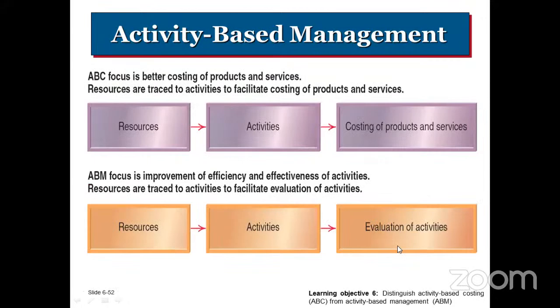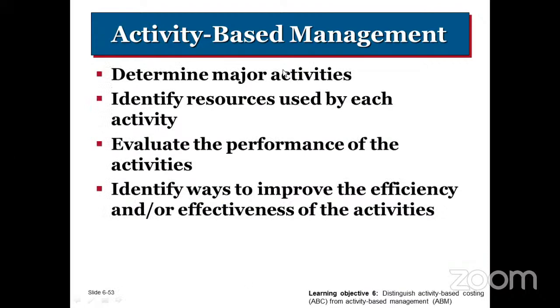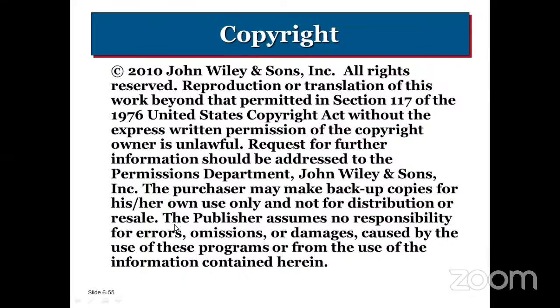So ABM comes to the evaluation already. Evaluation means you need to study all these parts, whether they are efficient, whether they are effective or not. Simple as that. So they determine the major activities, identify resources used by each activity, evaluate the performance of the activity, and identify ways to improve its efficiency and effectiveness. Basically, you just do a study of all the activities to make sure they are efficient and effective, and if they are not, you must try to find ways to improve. This is the meaning of it. So basically, that is the part I've done.